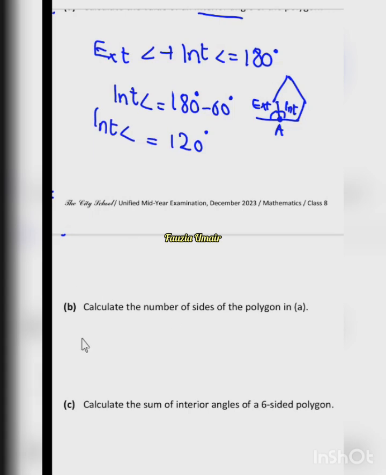Ma'am, n minus 2 multiplied by 180. But that is the sum of interior angles, which is for the C part. Can you see that? That is the total interior angle inside a polygon. But here we need to find out the number of sides. We used different ways to calculate the number of sides of a polygon. I'm giving you a hint: how can we find the number of sides if we know the exterior angle?